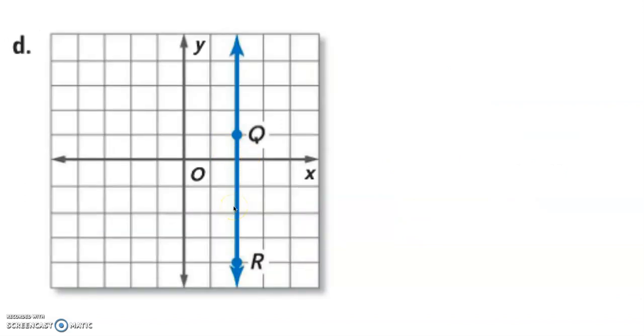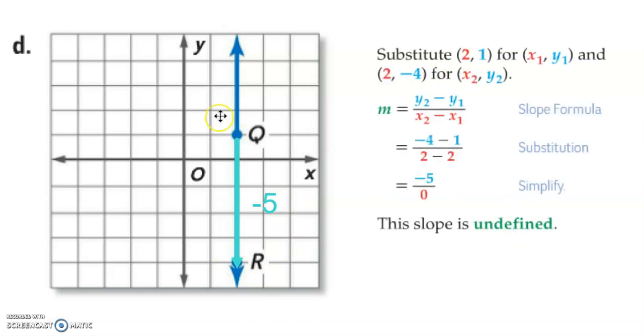Next, let's take a look at a vertical line. If I were to count the rise and the run for this line, I would have a rise of negative 5, but I wouldn't have a value for the run. The value for the run is 0. So I have 5 divided by 0. When I divide by 0, that is undefined. So the slope for a vertical line is undefined because I'm dividing by 0.